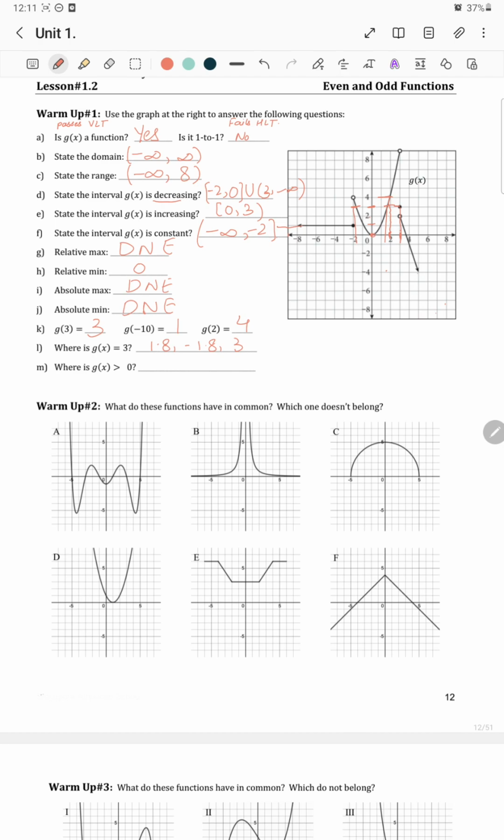Where is g of x greater than 0? G of x greater than 0 means g of x is above the x-axis. So it's greater than 0 from negative infinity to 0, and 0 to 3.